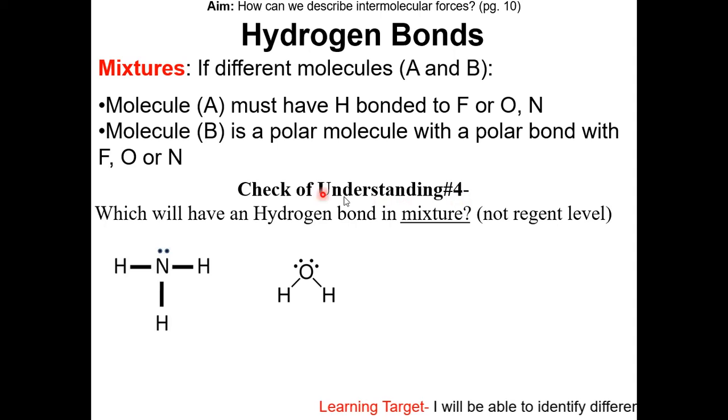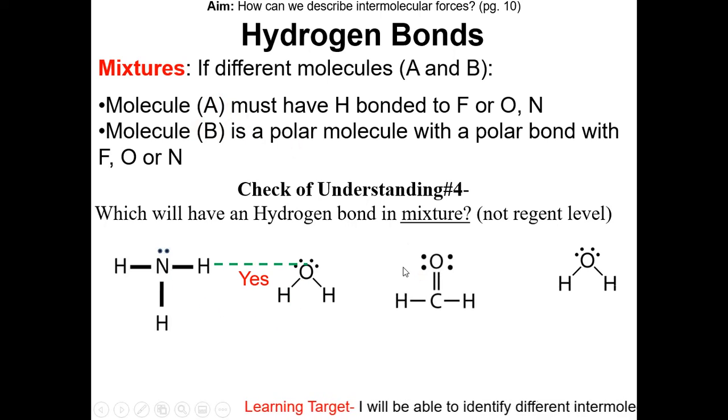Check of understanding number 4. Will there be a hydrogen bond in the mixture? So here we have a mixture of NH3 and H2O. Will there be a hydrogen bond? The answer is yes. Why? Because NH3 and H2O fit the criteria of molecule A and B.